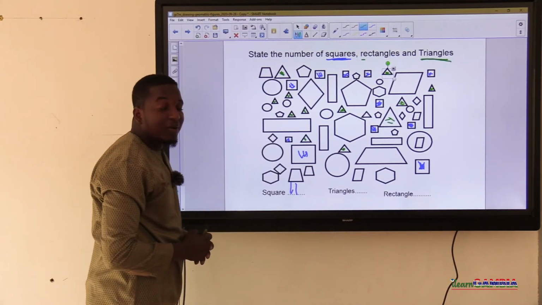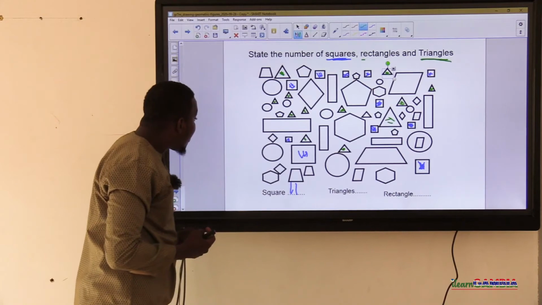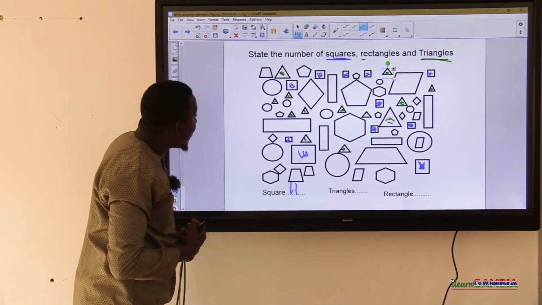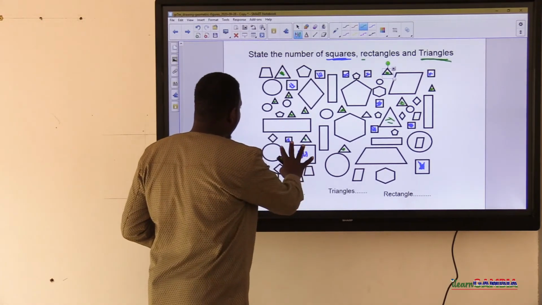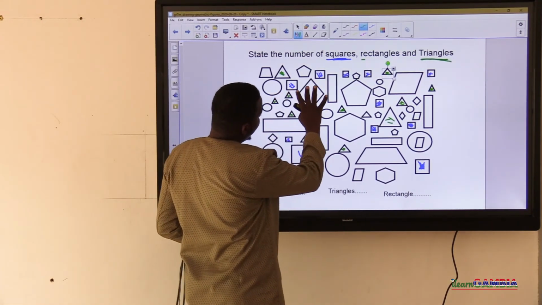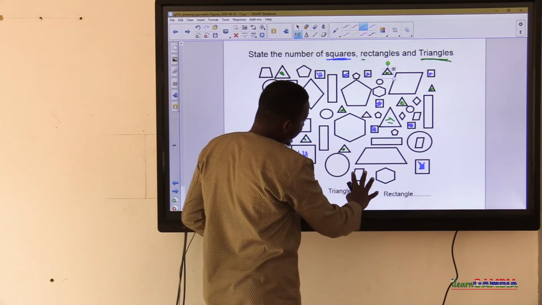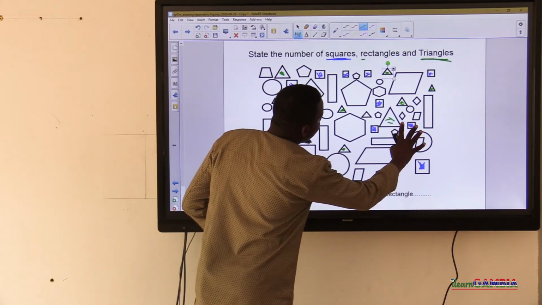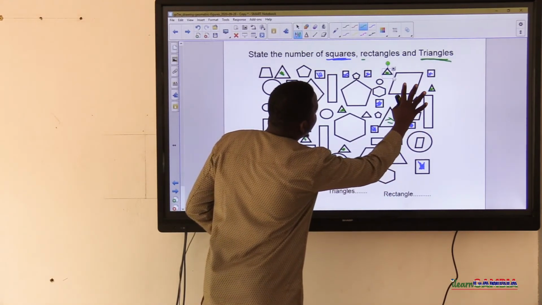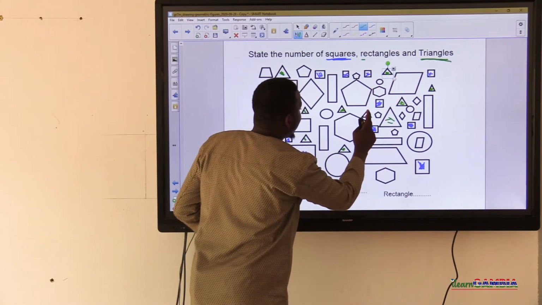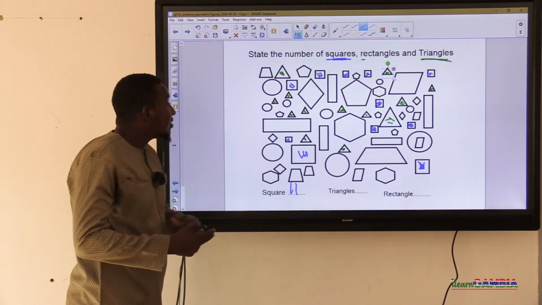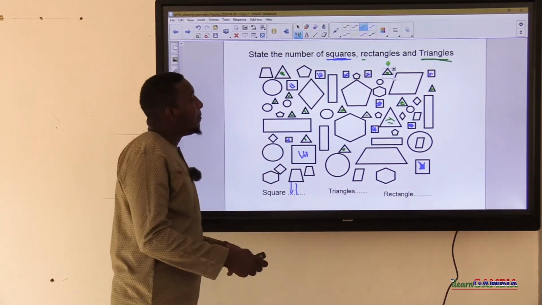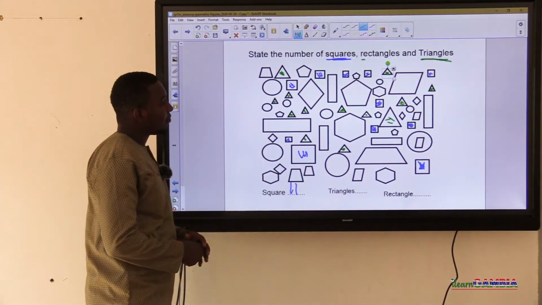So is that all? So do we have all the triangles? Let's cross check and see if we have missed any. Yes, we've missed this one. Yes, that too is a triangle. So let's try to count how many triangles we have.